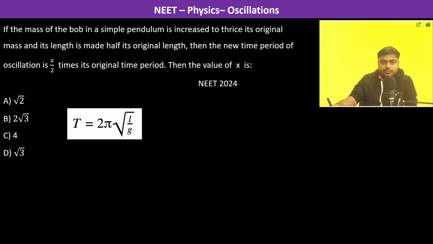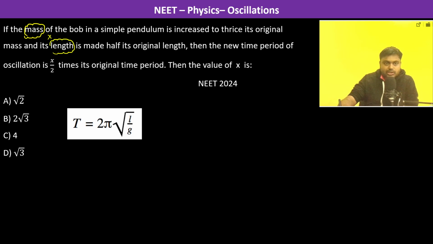The time period of a simple pendulum is given by this formula, T equals 2 pi root L by G. So mass doesn't have any role to play. Whether we increase the mass or decrease the mass, it doesn't have any role to play. But yes, the length does.